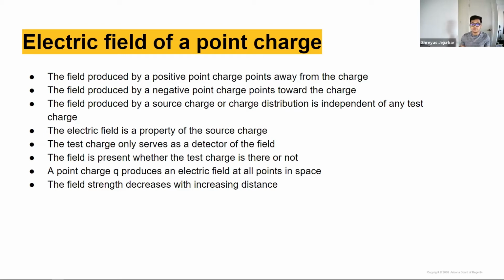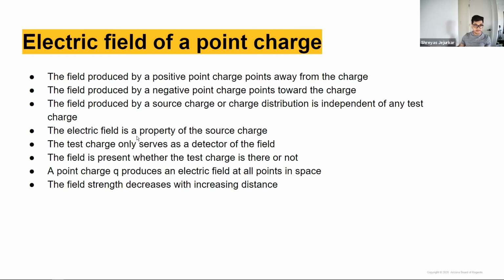And the field produced by a source charge or charge distribution is independent of any test charge. So basically what this is saying is that if a point charge is creating an electric field, the electric field will not be influenced by any other particles present in this electric field. Essentially, it's independent of the other charges present in that same electric field. The only charge that matters is the point charge that is creating the electric field.